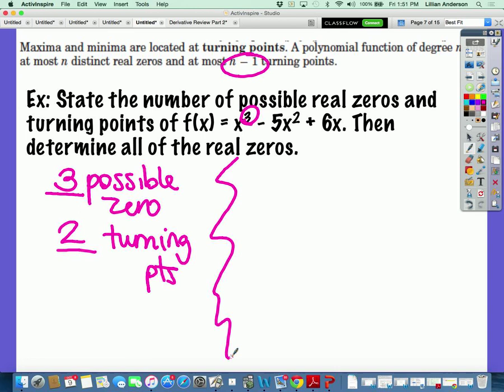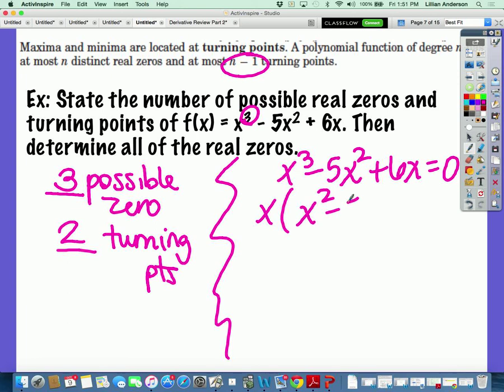How do you find an x-intercept? A good review of Unit 1. Plug in 0 for y. You set the function equal to 0. So that means you plug in 0 for y. Now these are the easier problems of finding your real zeros, okay? We'll get to the harder ones next week. So, how do I solve for x? Factor out an x. So I'm left with x squared minus 5x plus 6. And then what do I do to the inside? Factor.